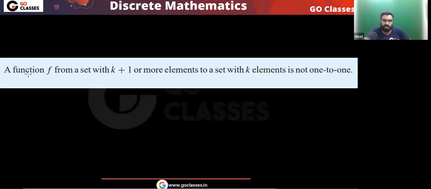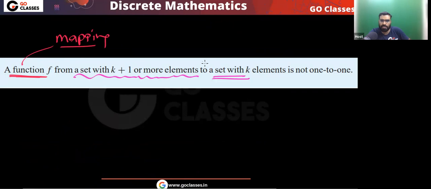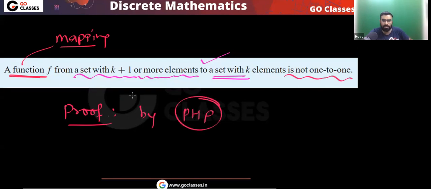This is a very simple result: a function from a set with k plus 1 or more elements. See this, a function means mapping. A mapping from a set of k plus 1 or more elements to a set of k elements is never one-to-one. And what is the proof? The proof is by the pigeonhole principle, right? Yes or no?